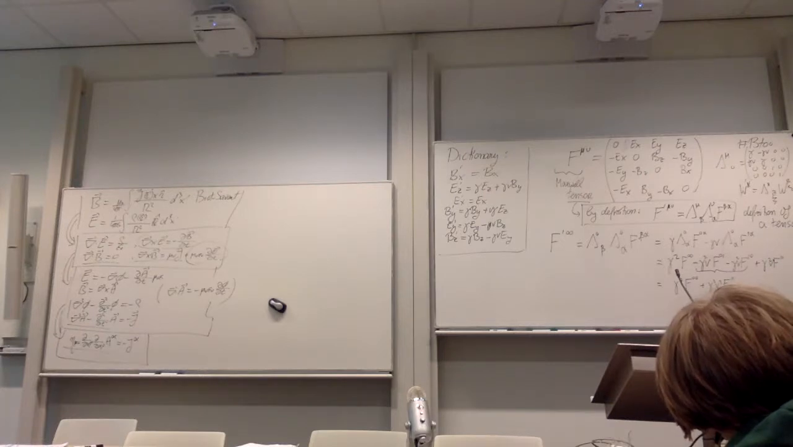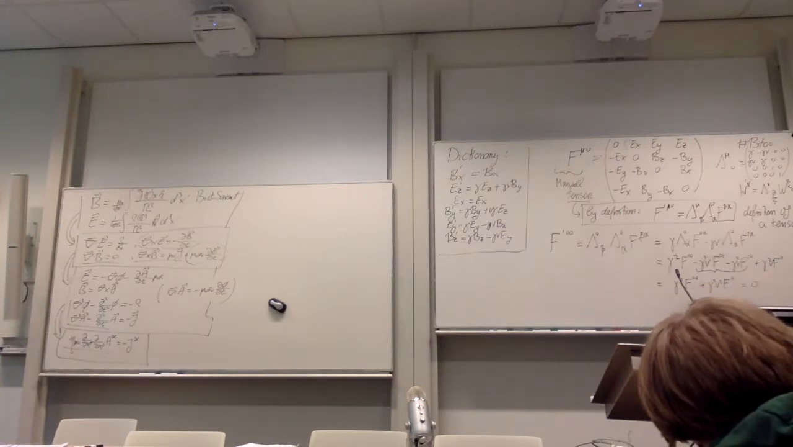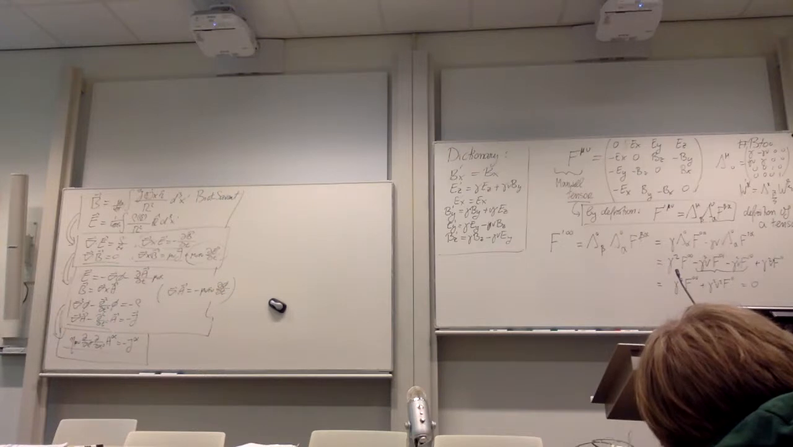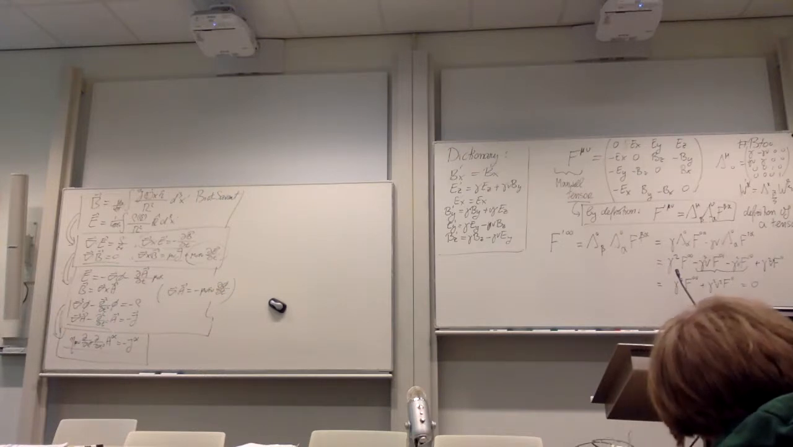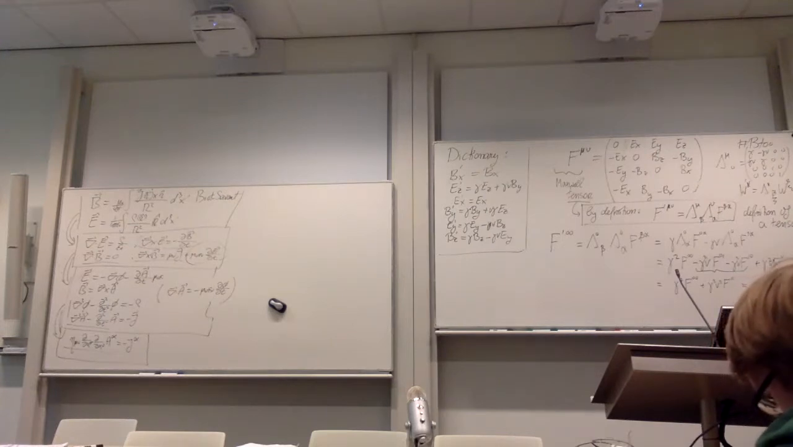Which is 0, because f00 is 0 and f11 is 0. So ultimately what I find is that if in my inertial frame my 0,0 component of my Maxwell tensor is 0, then it is in everybody's. So I think your confusion was with the matrix multiplication. Okay.